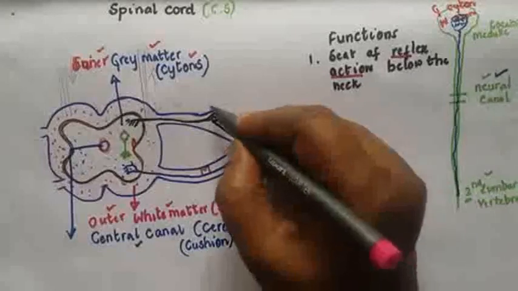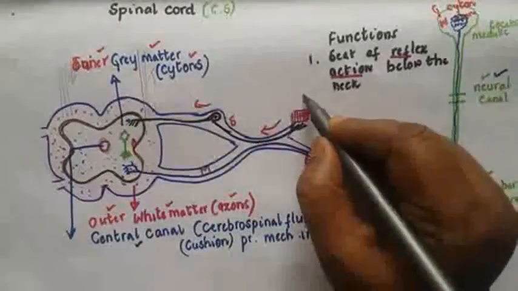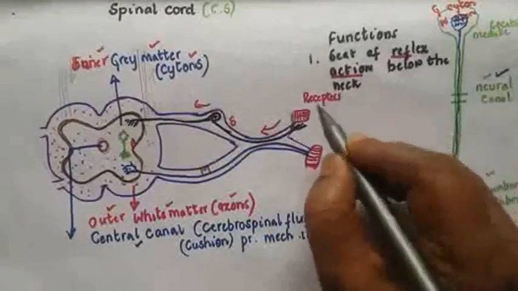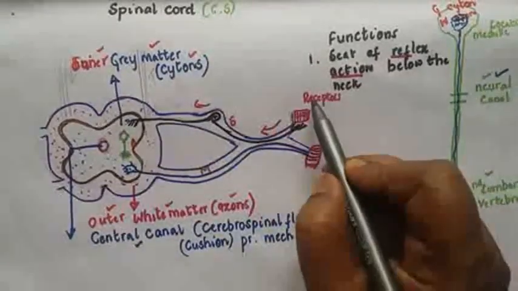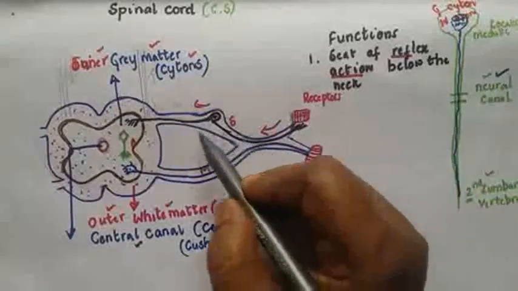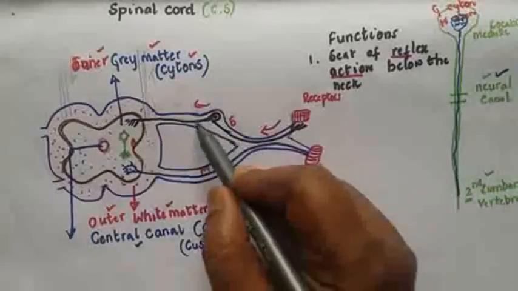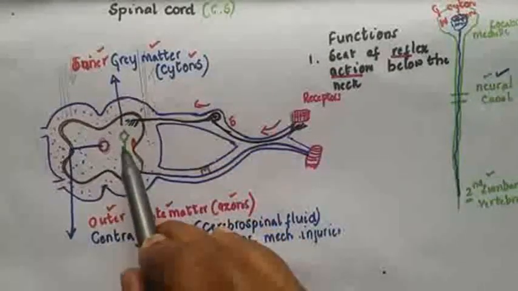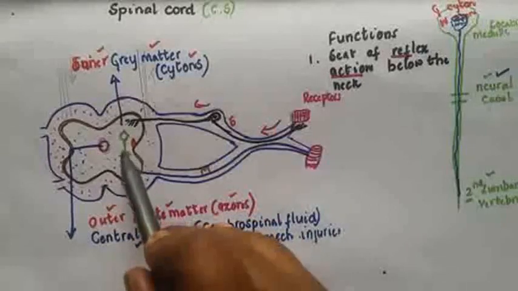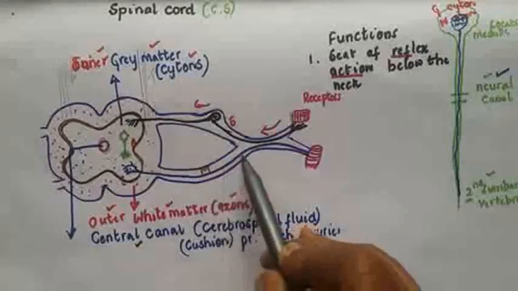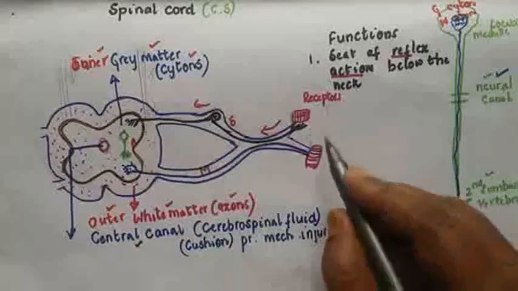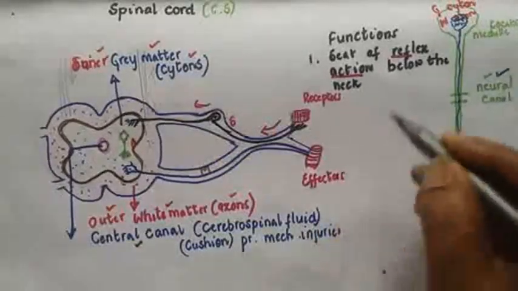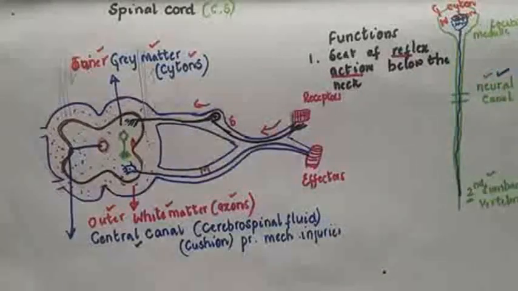Just observe this diagram. So this is the part where we find the receptors. So receptors are carrying impulses towards the spinal cord with the help of the sensory neuron, right? And we find the association neuron, and then after association neuron we find the motor neuron, which are carrying impulses towards the effectors, right? So what do you mean by reflex action?